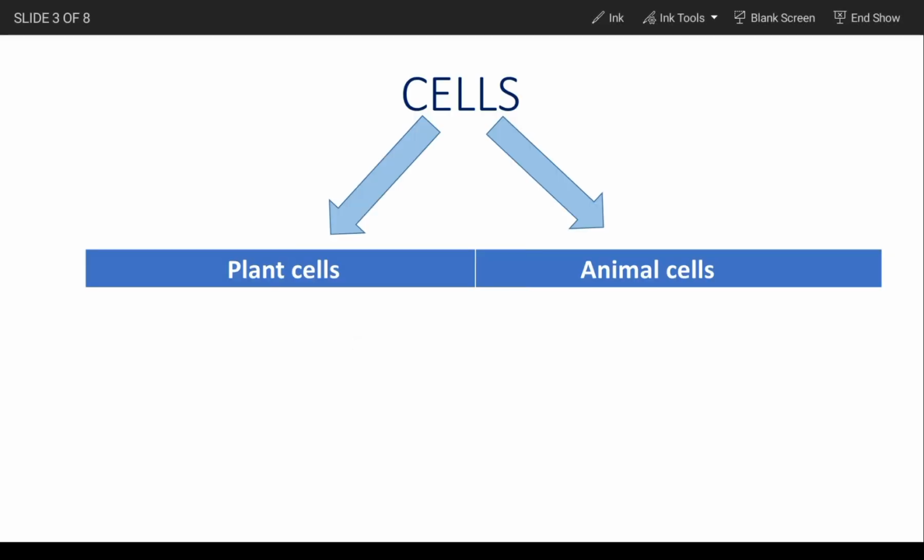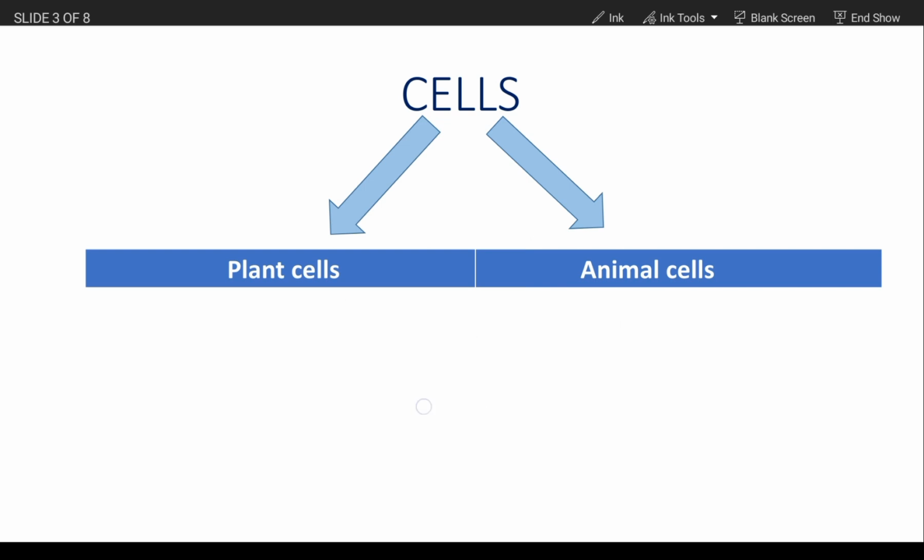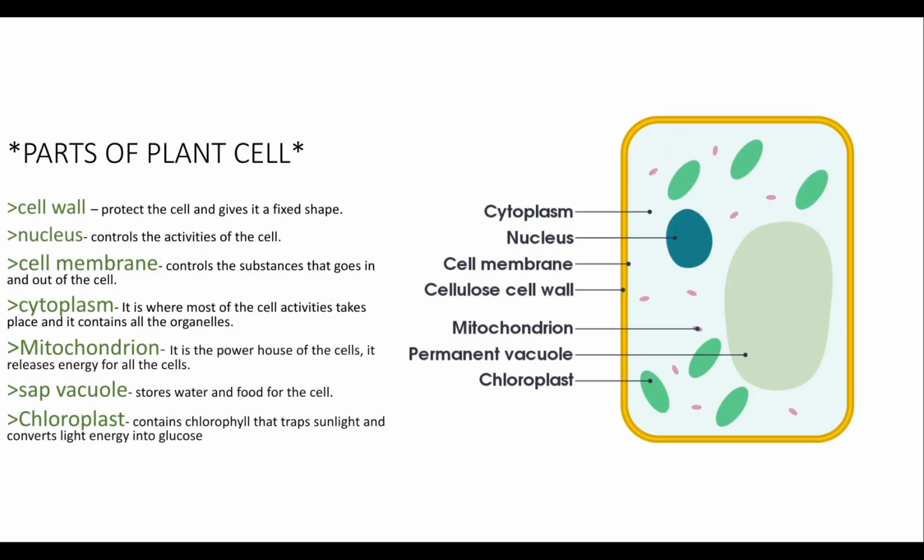We will just start with cells as our first topic. Firstly, we need to know that cells have two types, which are plant cells and animal cells. Parts of plant cell. There are 7 parts in a plant cell: cell wall, nucleus, cell membrane, cytoplasm, mitochondrion, sap vacuole, and lastly chloroplast. Now let's look at the functions of them.